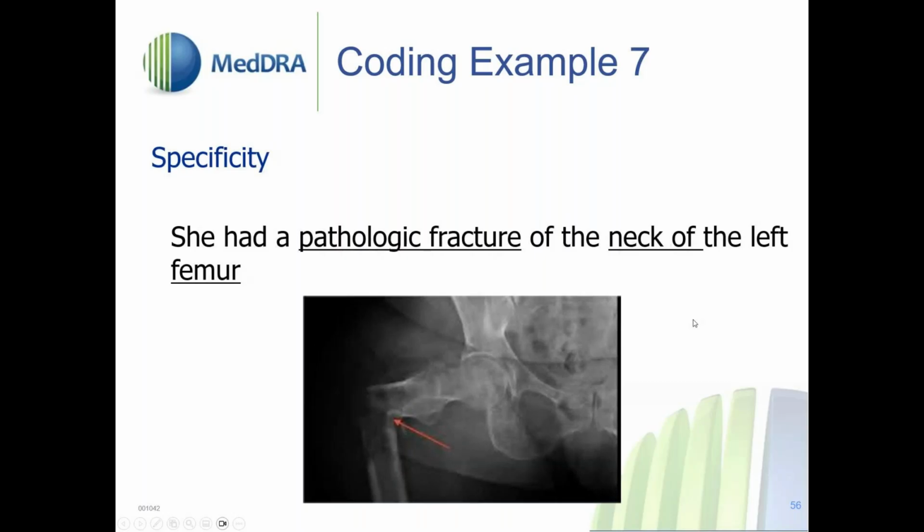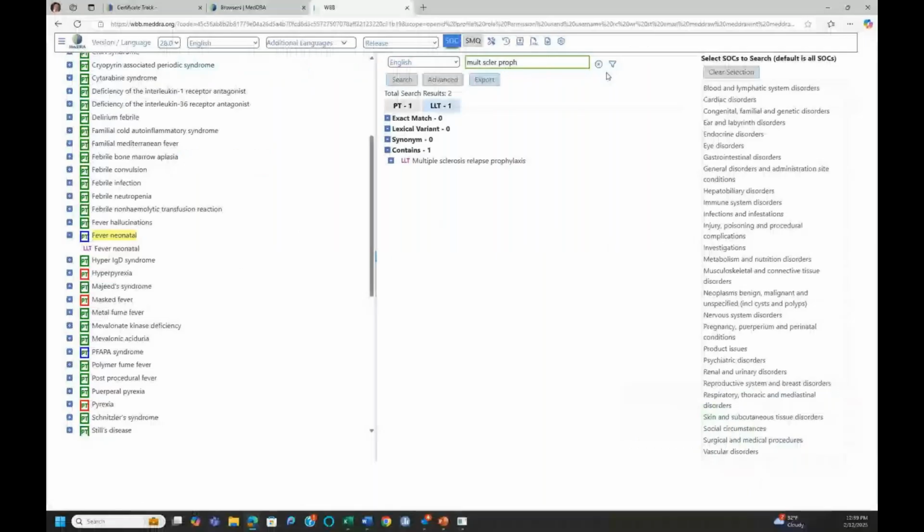Okay, pathological fracture of the neck of the left femur. That's a lot of different information that I'm receiving in this particular report. Is it possible to find a match in MedDRA that is as close as possible? So for this one, let me show you the advanced search function.